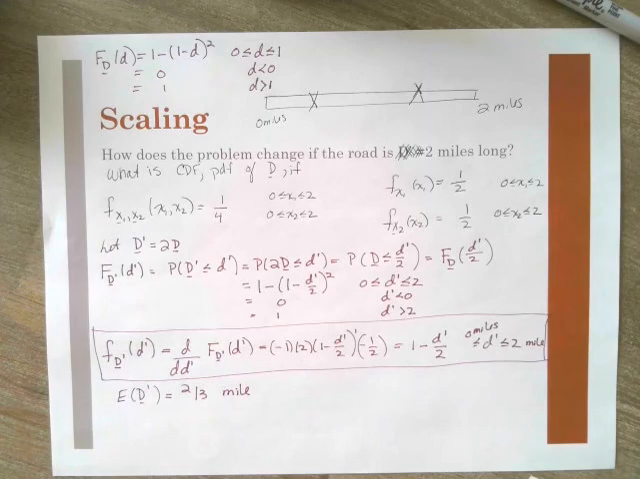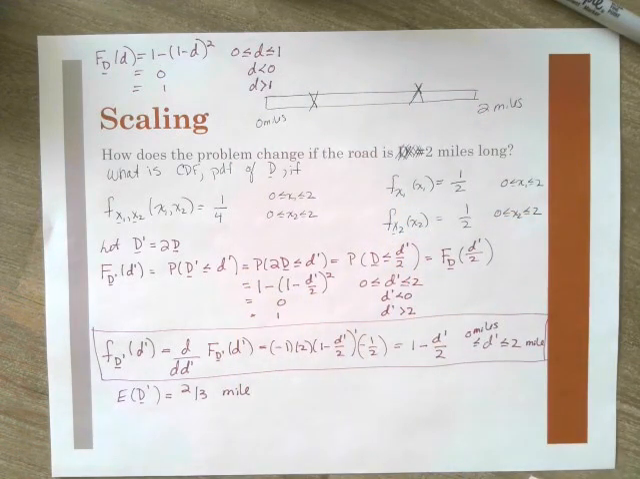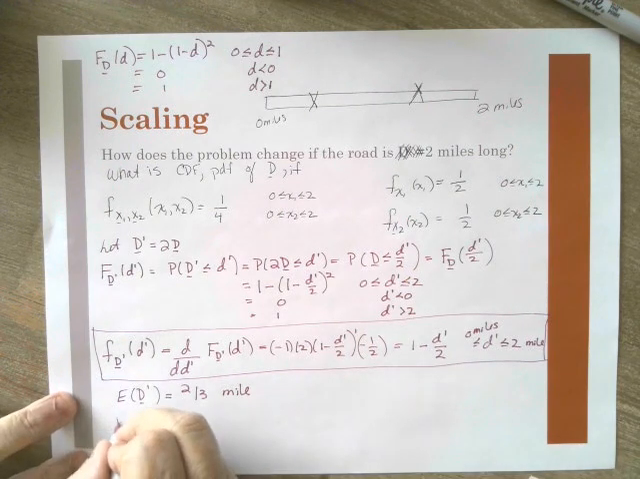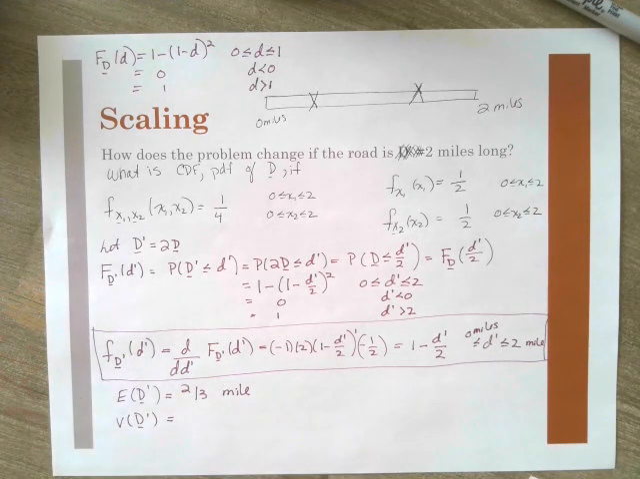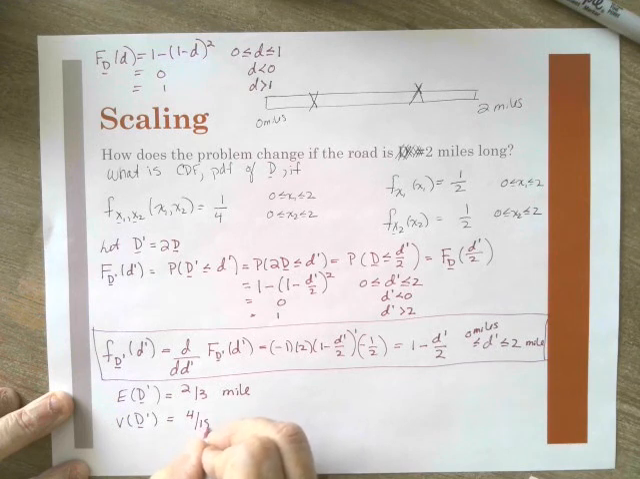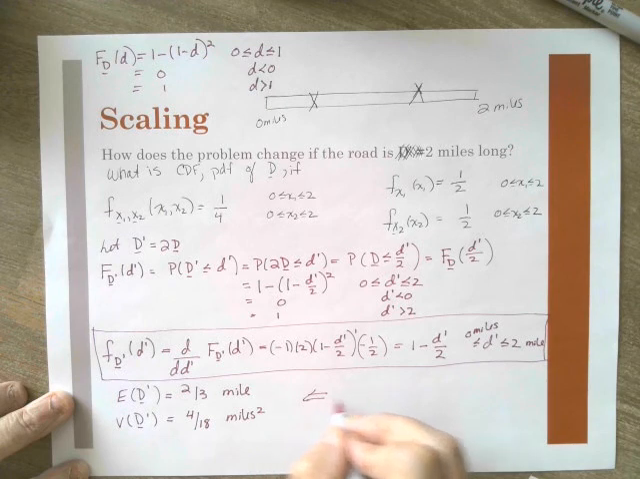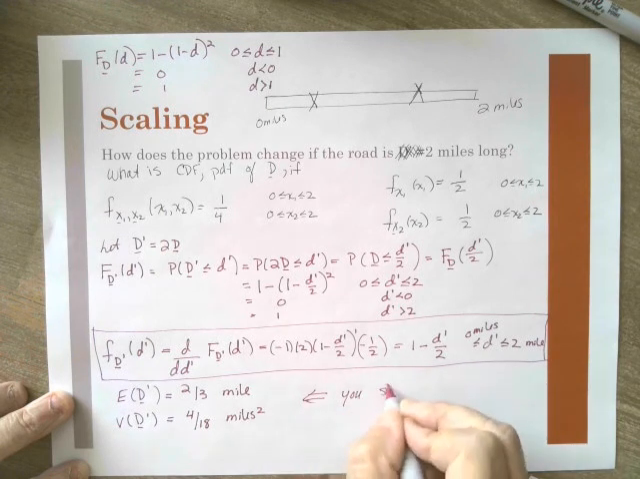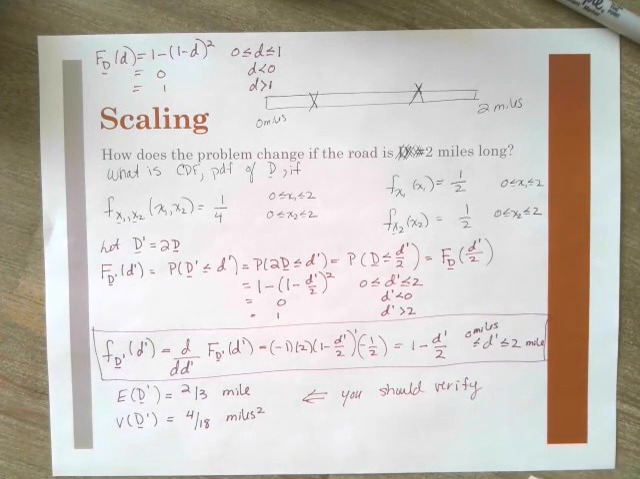So you'll see a pattern here. When we just had a 1 mile strip of street, the expected value was 1/3. Now with a 2 mile strip, we have 2/3. When the variance was just a 1 mile strip, we had 1/18 miles squared, and you should verify that this ends up being 4/18 miles squared. So I would like you to do this. You should verify, especially if you're feeling rusty with this stuff.